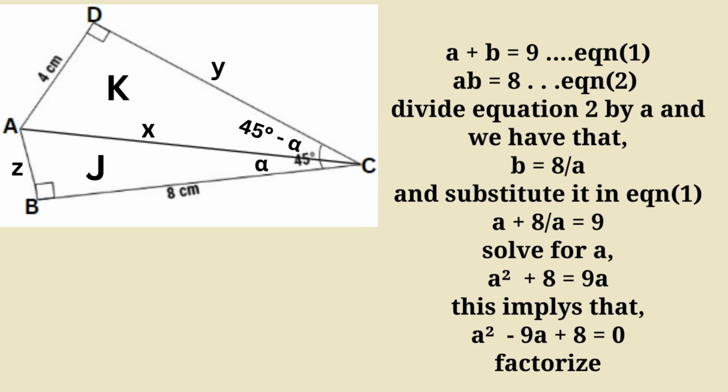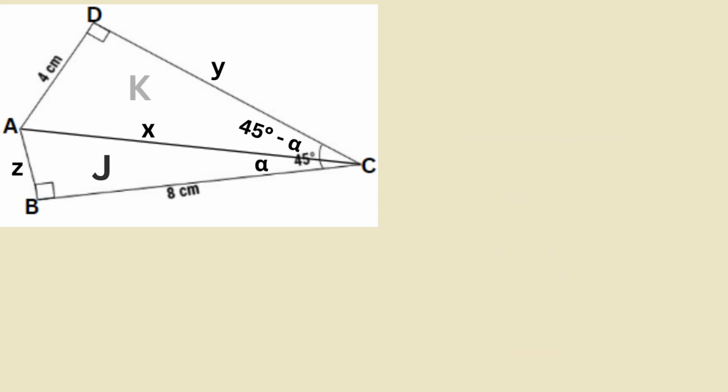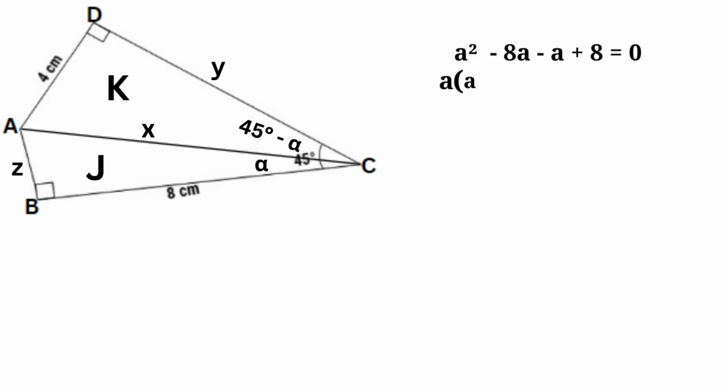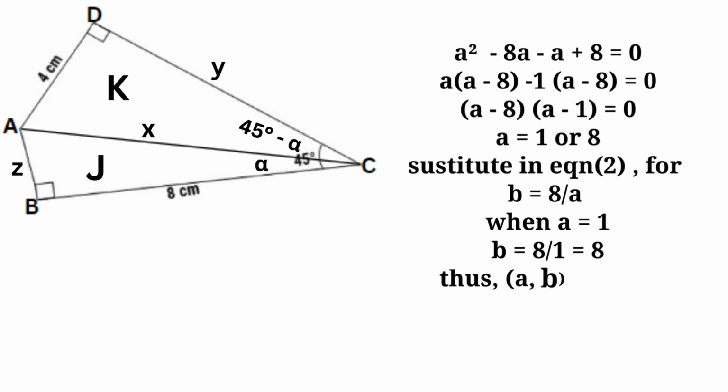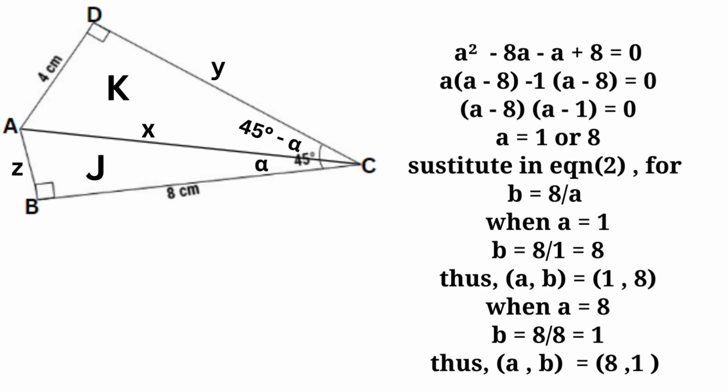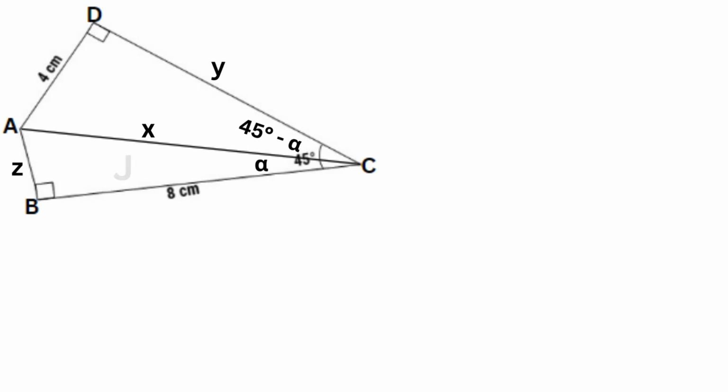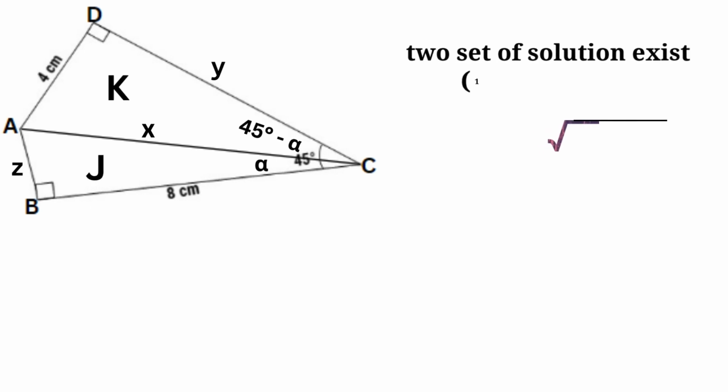Factorize. We have that either a minus 8 equals 0 or a minus 1 equals 0. Therefore, a equals 1 or a equals 8. Substitute in equation 2 for b equals 8 divided by a. We have that b equals 8. A solution set in a and b is 1 and 8, respectively. When a equals 8, b equals 1. A solution set in a and b formed is 8 and 1 respectively. Two sets of solutions exist for a and b.